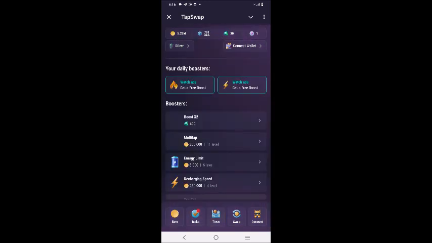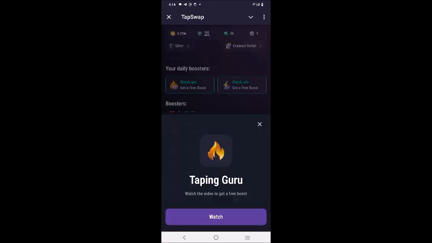Now, how do you maximize your profit or earning on TapSwap? Here are a few tips to help you make the most of the TapSwap airdrop. The first one is to stay active. Participate in additional tasks that could unlock more tokens.